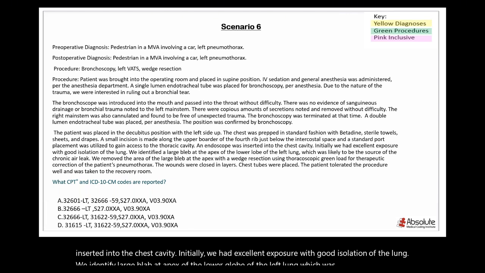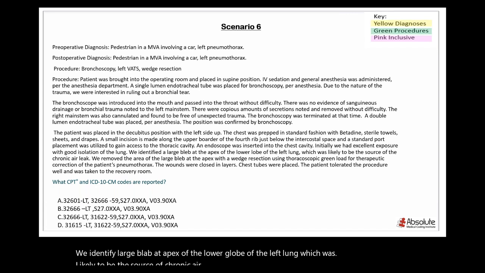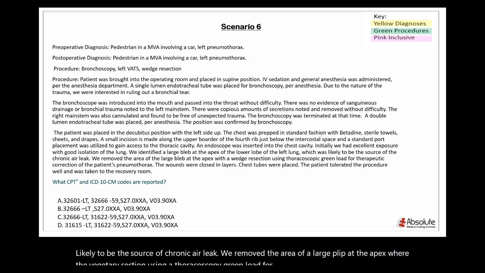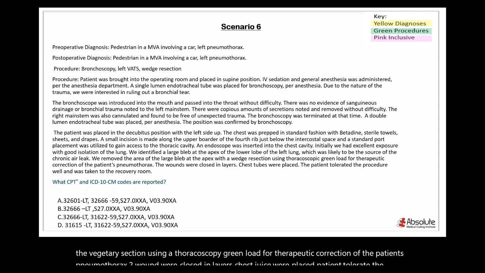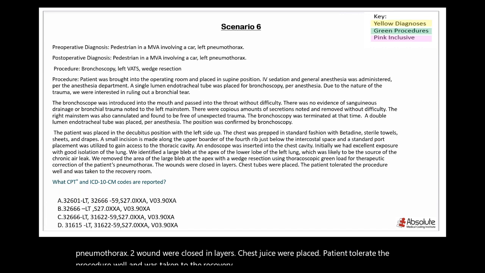the source of chronic air leak. We removed the area of the large bleb at the apex with a wedge resection using a thoracoscopic green load for therapeutic correction of the patient's pneumothorax. The wounds were closed in layers, chest tubes were placed, and the patient tolerated the procedure well and was taken to the recovery room. What CPT and ICD-10-CM codes are reported for the scenario? And coders, your time starts now.